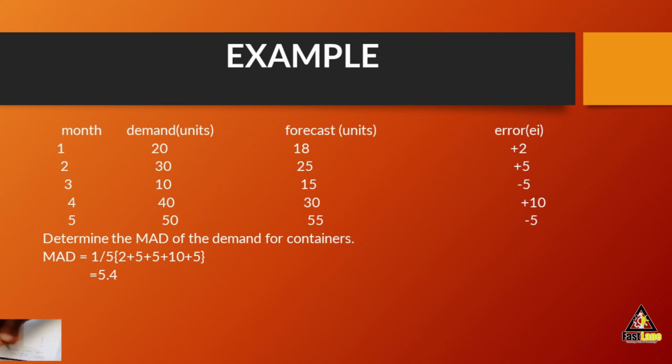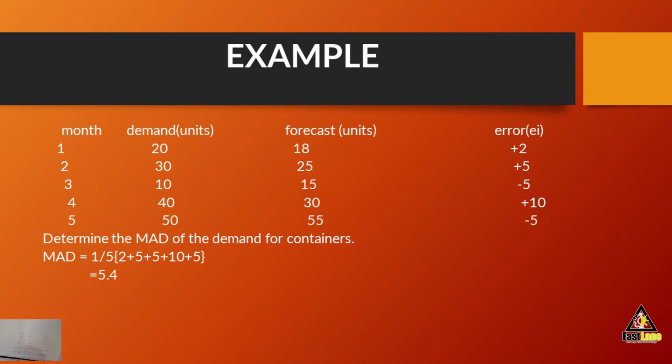Then the demand for the first month is 20 and its forecast is 18. Demand for the second month is 30 and the forecast is 25. The third month we have 10 and 15. Fourth month we have 40 and 30. Then the fifth month we have 50 and 55. That is the information we are given. They want us to get the mean absolute deviation. How do we get it?